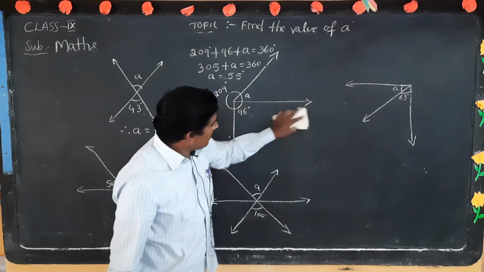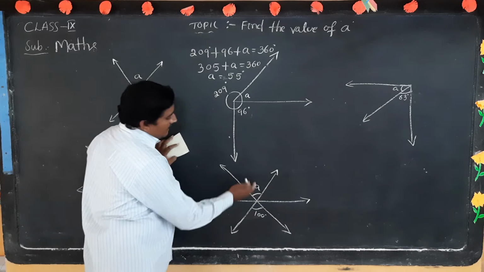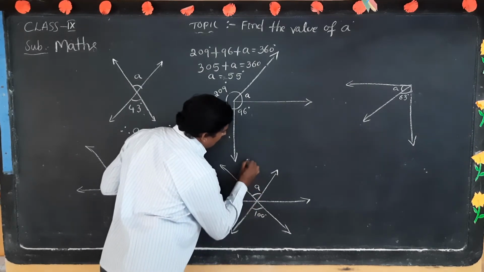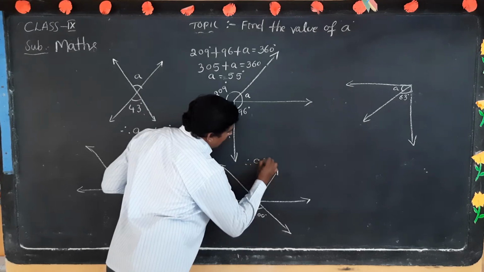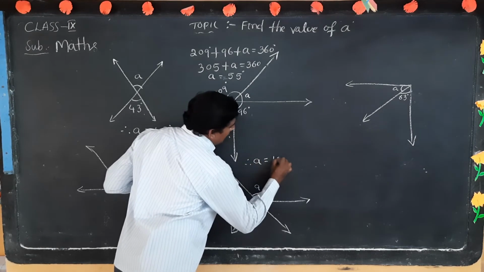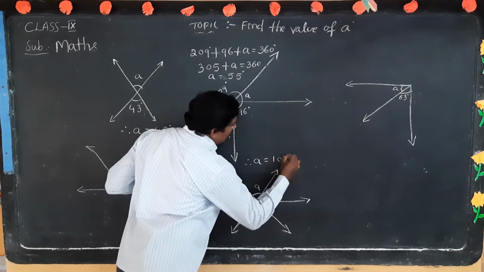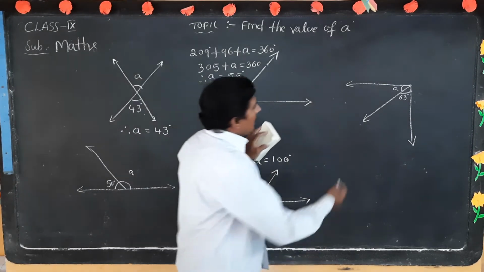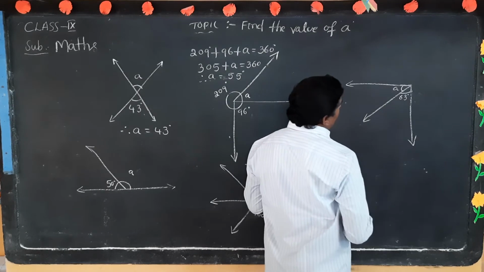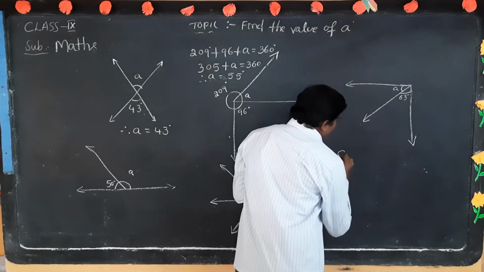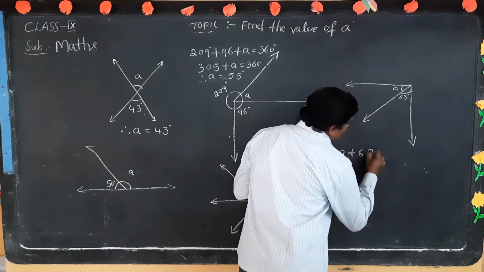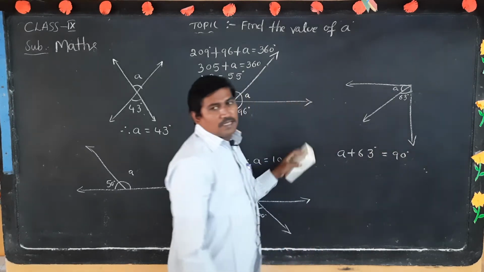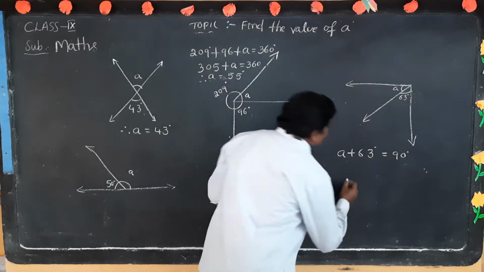And here these two angles are vertically opposite. So A is equal to 100 degrees. Here therefore A is equal to 55 degrees. And here A plus 63 are complementary. So A plus 63 is equal to 90 degrees.